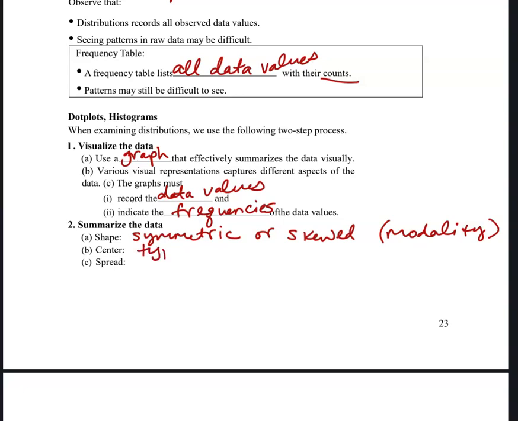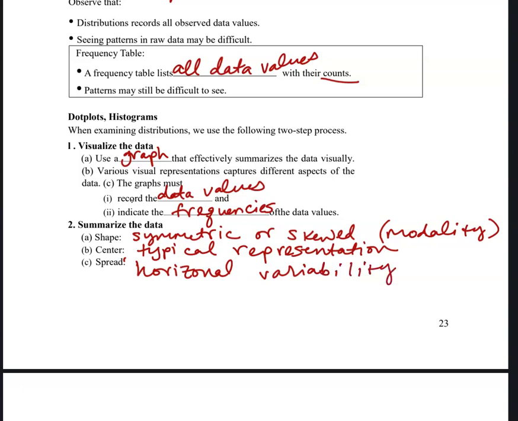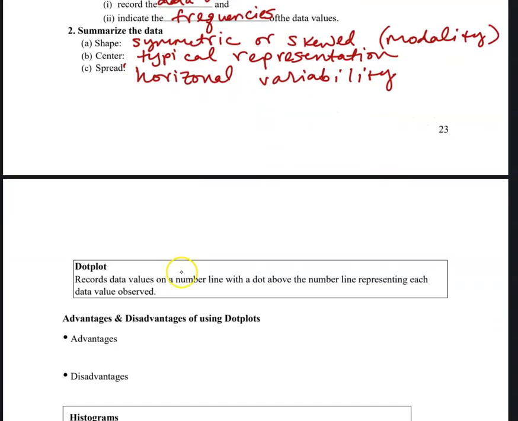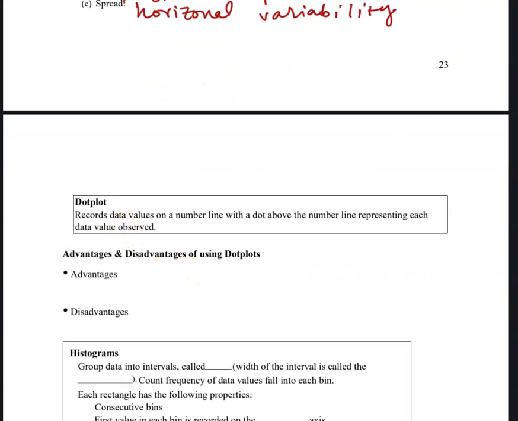The center, what would be a typical representation for the data set, and the spread. So literally the horizontal variability or spread. I tend to use those words variability and spread interchangeably, and you'll hear me say that in the next few sections. So let's start with a dot plot.